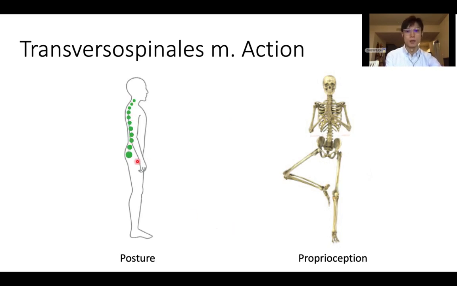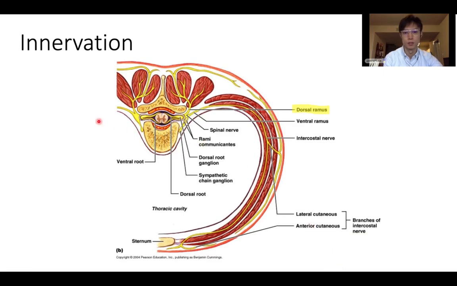of the spine. In addition, the rotatores also provide proprioception so that we know where our vertebral columns are. And lastly, the innervation to all the deep muscles is from the dorsal rami at each spinal level.